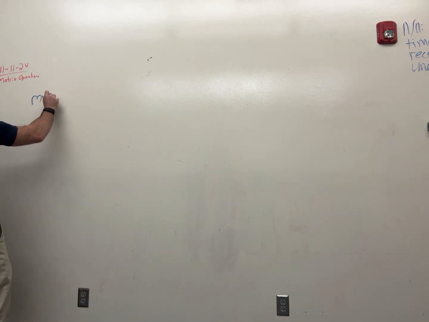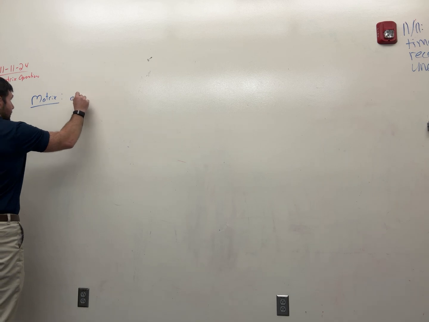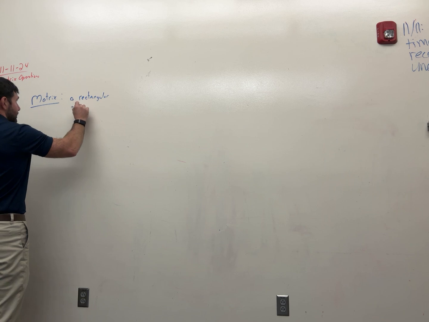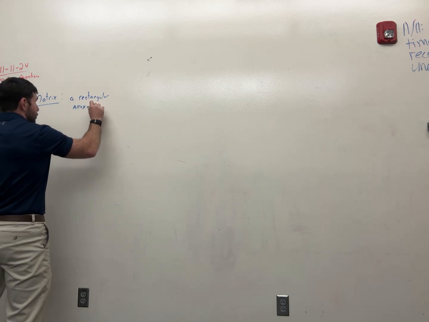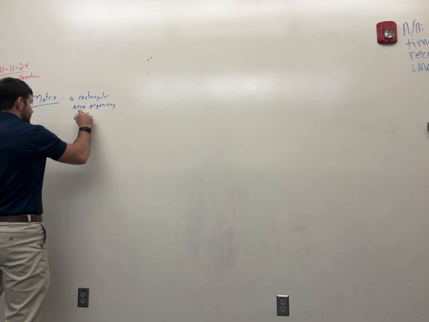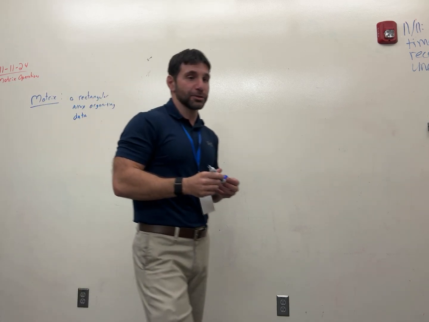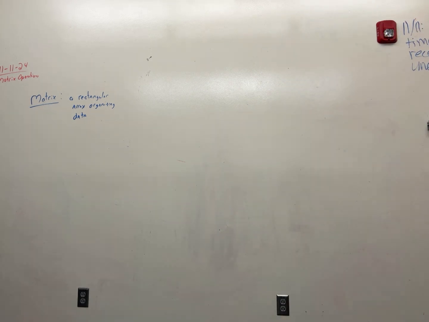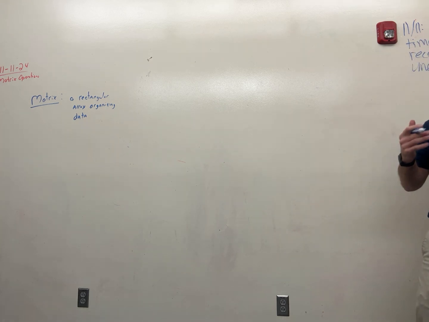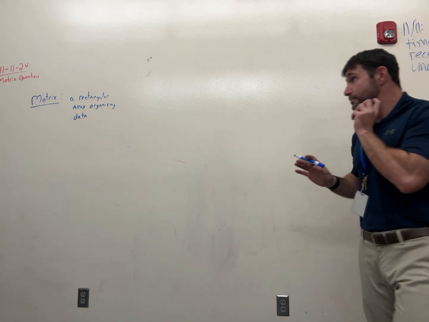the word matrix, a rectangular array organizing data. That is the more mathematical term. And if I went straight from the book, a matrix is a mathematical tool used in many areas. A matrix is a rectangular array of numbers. But it's a way of organizing data. That's what this is for. A matrix is used to organize data. Okay?